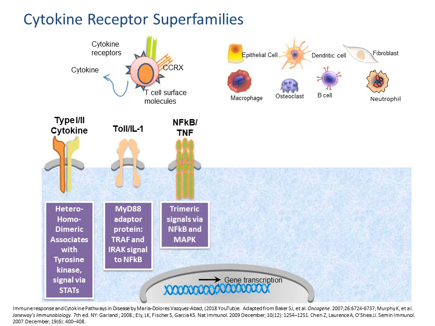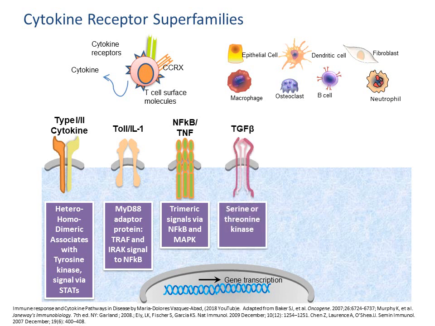The third family is the NF-kappa B family and TNF. This is the one that tumor necrosis factor uses. And also the BLyS for the B-cell activation uses this kind of receptors. Basically, this is a trimeric receptor, so there are 3 chains, and they will signal via the NF-kappa B and the MAP kinase. We have the TGF-beta receptor.